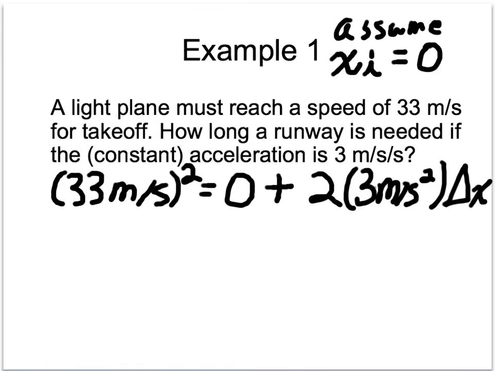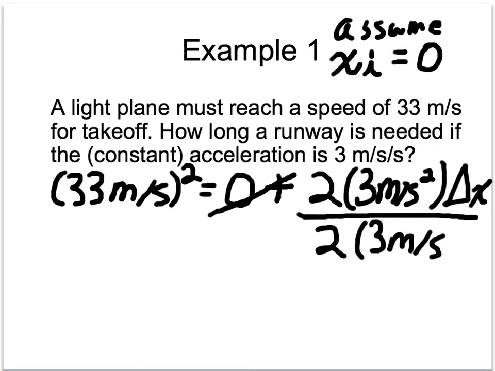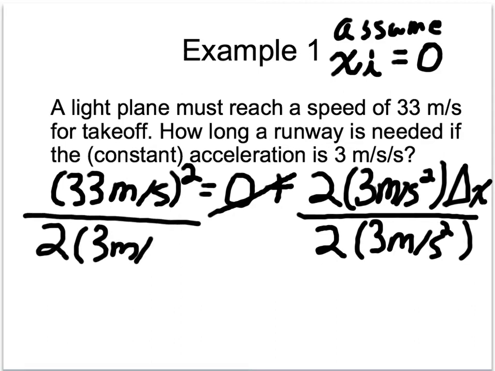Okay, I've cleaned up the slide a little bit. And now we're ready to keep going. At this point, I can ignore the 0, not going to matter. And we're trying to find delta x, so I'm going to go ahead and divide both sides of the equation by everything except delta x. Alright, so now I have 33 meters per second.